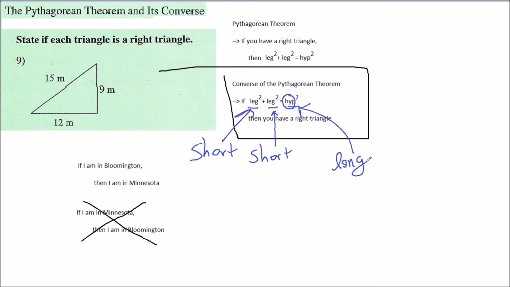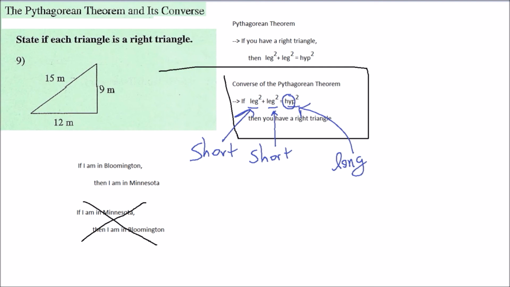But I'm not going to worry too much about that here. Basically, what we're going to do is try these numbers out in the Pythagorean theorem and see if they work. And if they work, then we go, all right, it worked. We've got a right triangle. And if they don't work, then we don't have a right triangle.